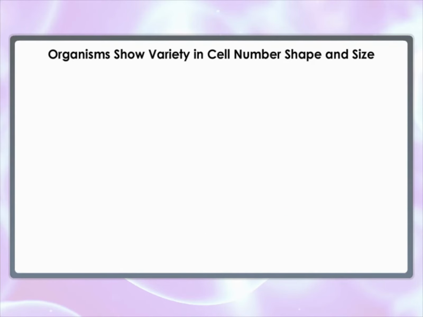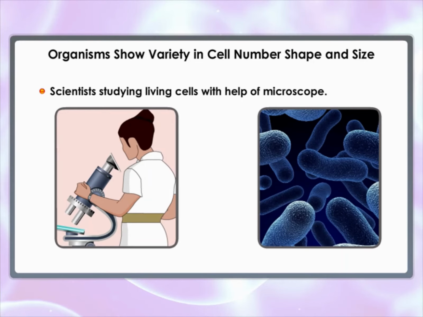Organisms show variety in cell number, shape, and size. Scientists observe and study the living cells using microscopes which magnify objects. Stains, dyes, are used to color parts of the cell to study the detailed structure. There are millions of living organisms. They're of different shapes and sizes. Their organs also vary in shape, size, and number of cells. Let's study about some of them.